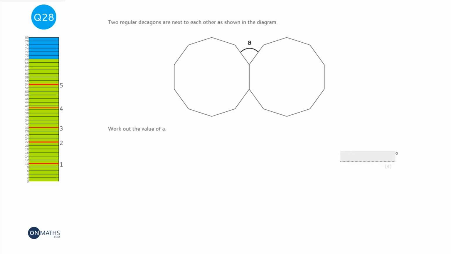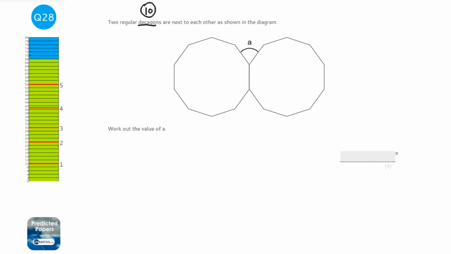So this question looks quite complicated at first, but actually there are two very simple-ish ways of doing it. We've got two decagons, and so that means they are 10-sided, and you can just count the sides if you want, but if it says it's a decagon, I trust it, it's a decagon.